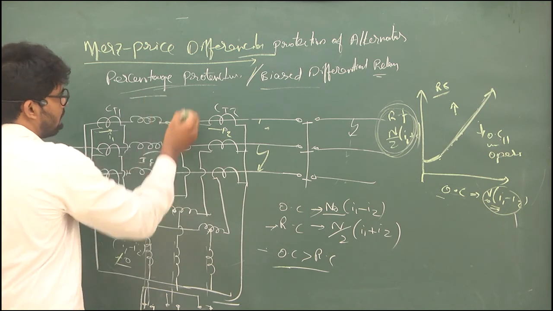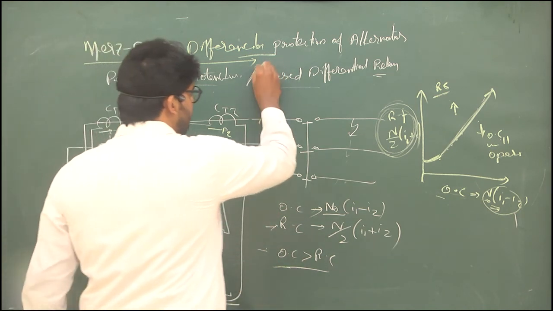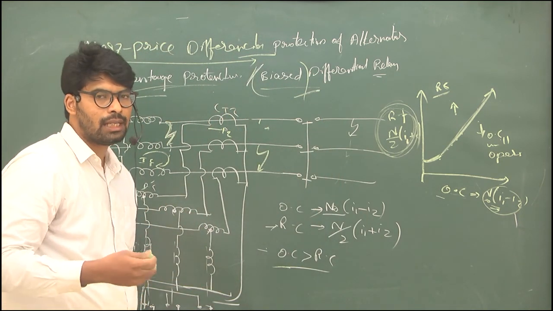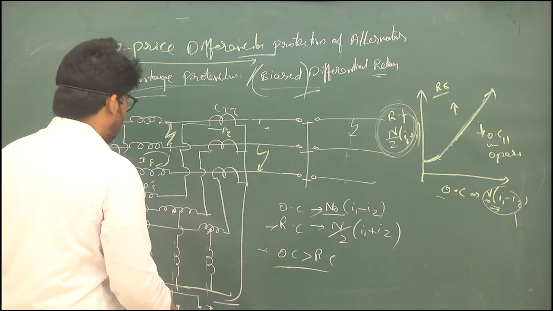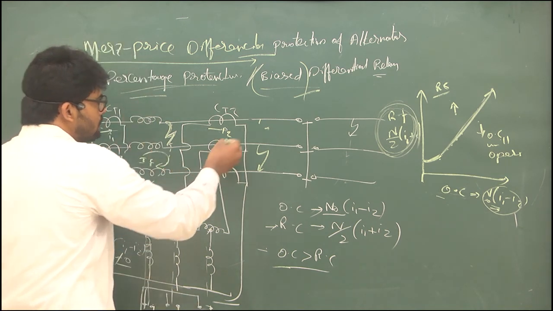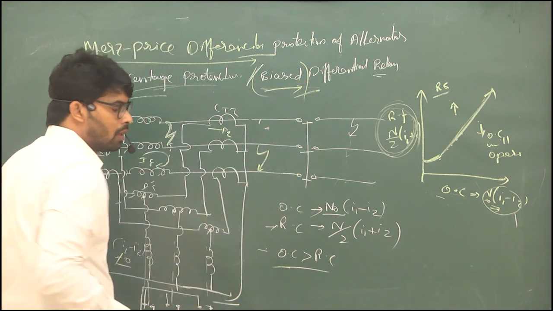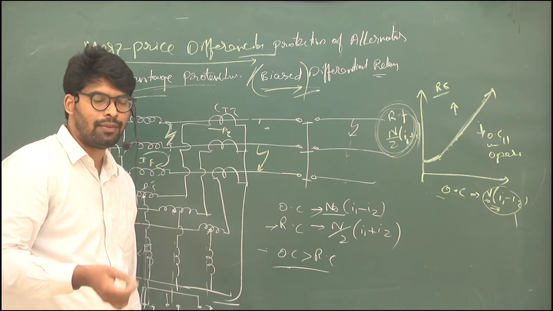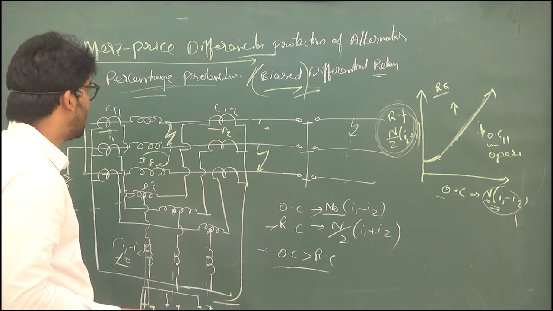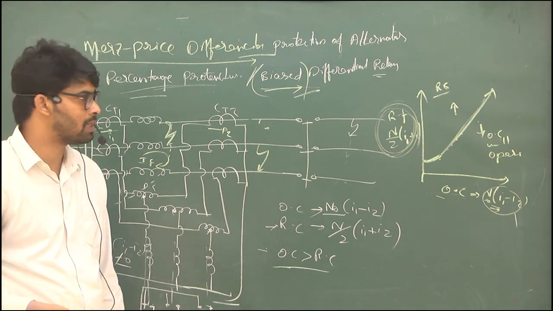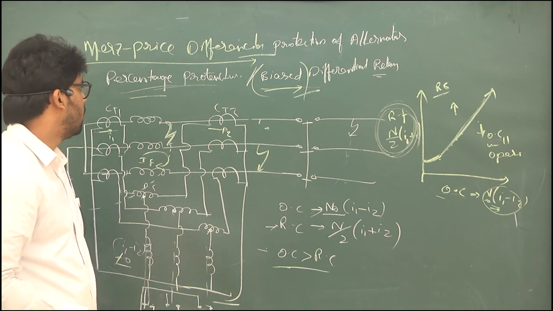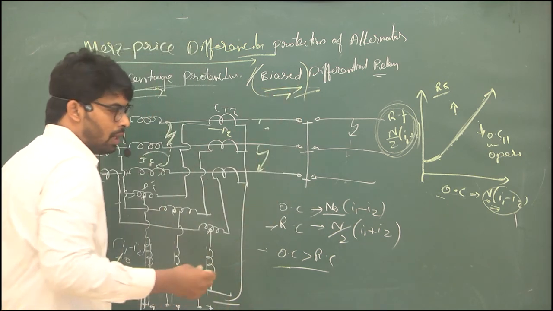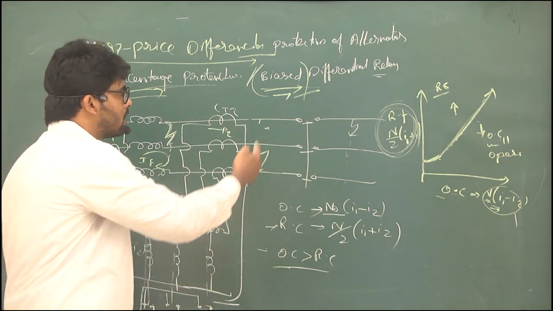we call the Merz-Price a percentage protection relay. And why is it called biased? By using the beam type, it won't bias the transient currents. But this Merz-Price relay, by using the induction type, biases the unwanted currents caused by external faults. It will bias. Therefore, we name it the Merz-Price differential protection of alternator as a biased differential relay. Due to the characteristics, it is named percentage, and due to the characteristics of biasing the transient currents, we name it biased.